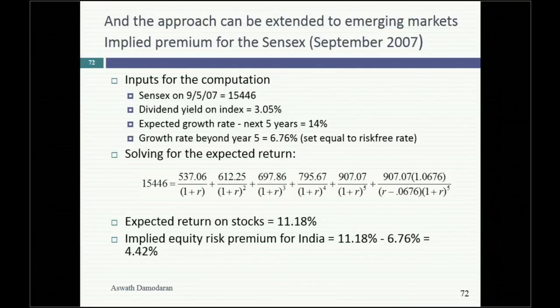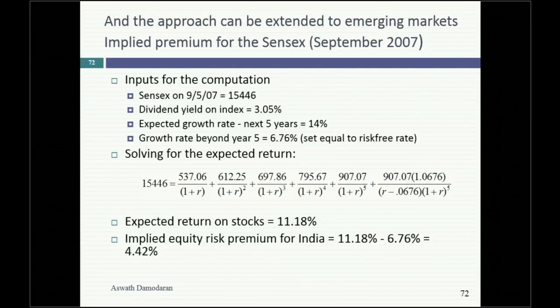You're saying, what does that mean? September of 2007, if you bought Indian stocks, your expected return based on what you paid for those stocks was 11.18%. You subtract out the risk-free rate, you come up with an implied premium of 4.42%. There are two ways you can read that. One is if you're asked to value an Indian stock, you'll use a 4.42% premium.